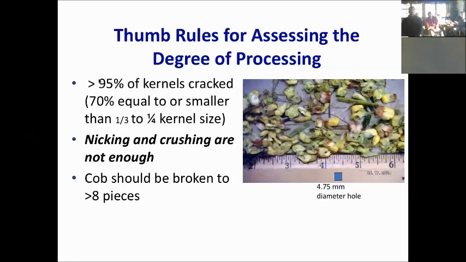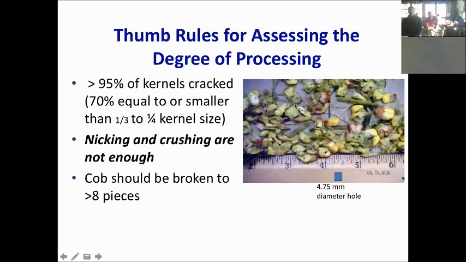And my caveat to all of this is to add in that probably 70% or more of these kernels should be smaller than a third to a quarter size of a kernel. And the reason that I put that in there is because this, folks, here is the size of a 4.75 millimeter screen, okay? And so if you see that the screen on the CSPS unit, that's gonna determine whether these kernels of corn go through or stay above, they've gotta go through this hole to get through there.